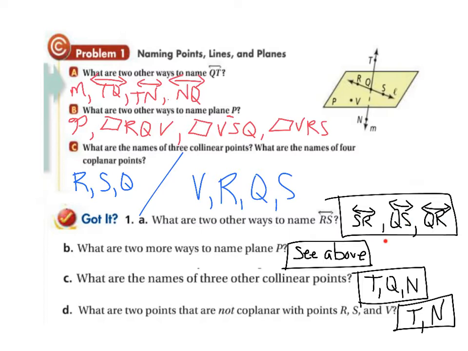All right, on letter B here, I got a little ambitious up above. Name 2 other ways to name plane P. Well, we named several ways, so you can look above to see some other ones. What are the names of 3 other collinear points? Well, we said R, S, and Q. We were using this line. You could come back and use this vertical line we talked about. T, Q, and N all line up on the same line. And 2 points that are not coplanar. On the yellow plane here, everything that's on the yellow plane is considered coplanar. So I had to pick 2 things not on the plane. I picked T and point N as points that are non-coplanar.